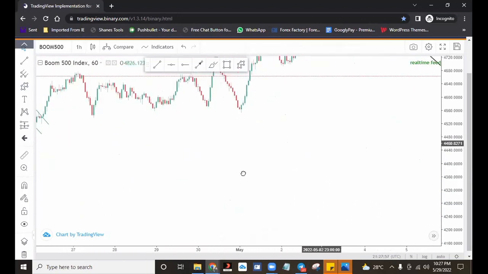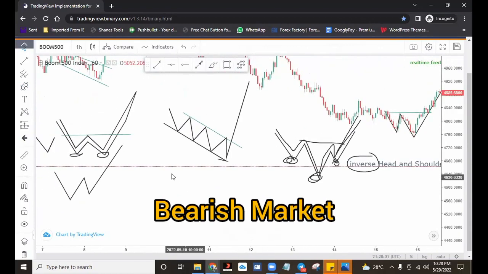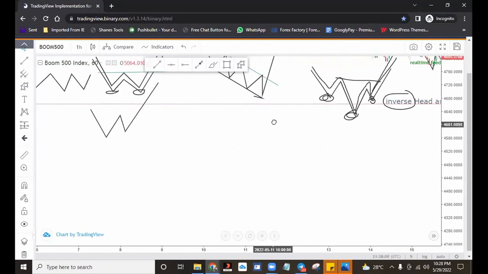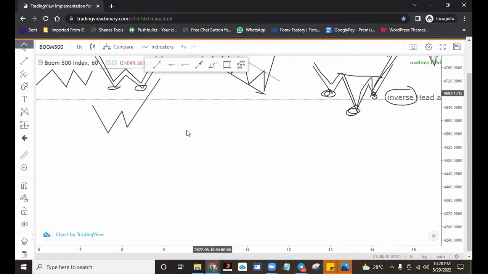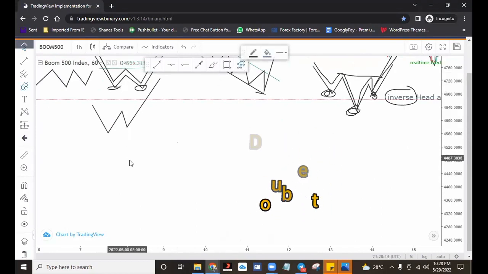Let's talk about the bearish markets now. All right. So I've given you 3 different chart patterns you can be looking out for when you want to look for a buying opportunity. What about a selling opportunity? You want to look out for what we call double top. Remember, we had this double bottom. Now this is double top.